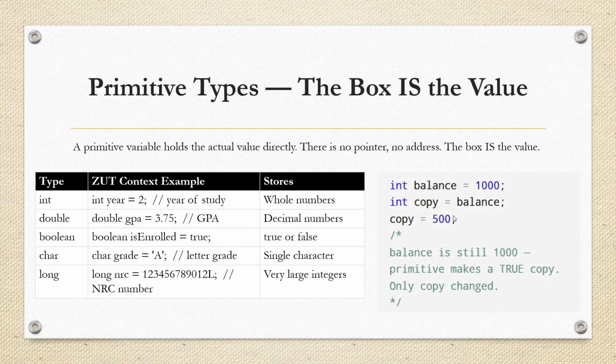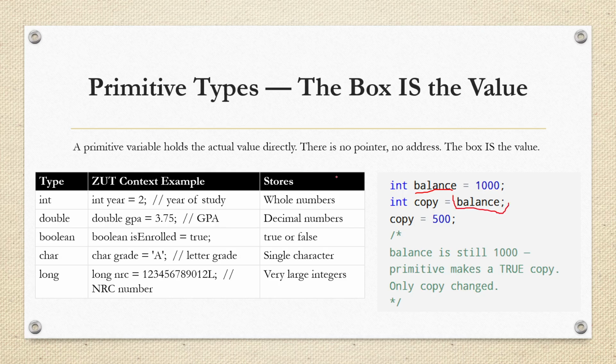Now here's an example that I want you to look at. In this code, when you write int balance assigned to 1,000 and you create another primitive variable and say int copy is equal to balance, what will happen here is that you have two variables, and these variables are separate. When you change the value of copy, it doesn't affect balance.